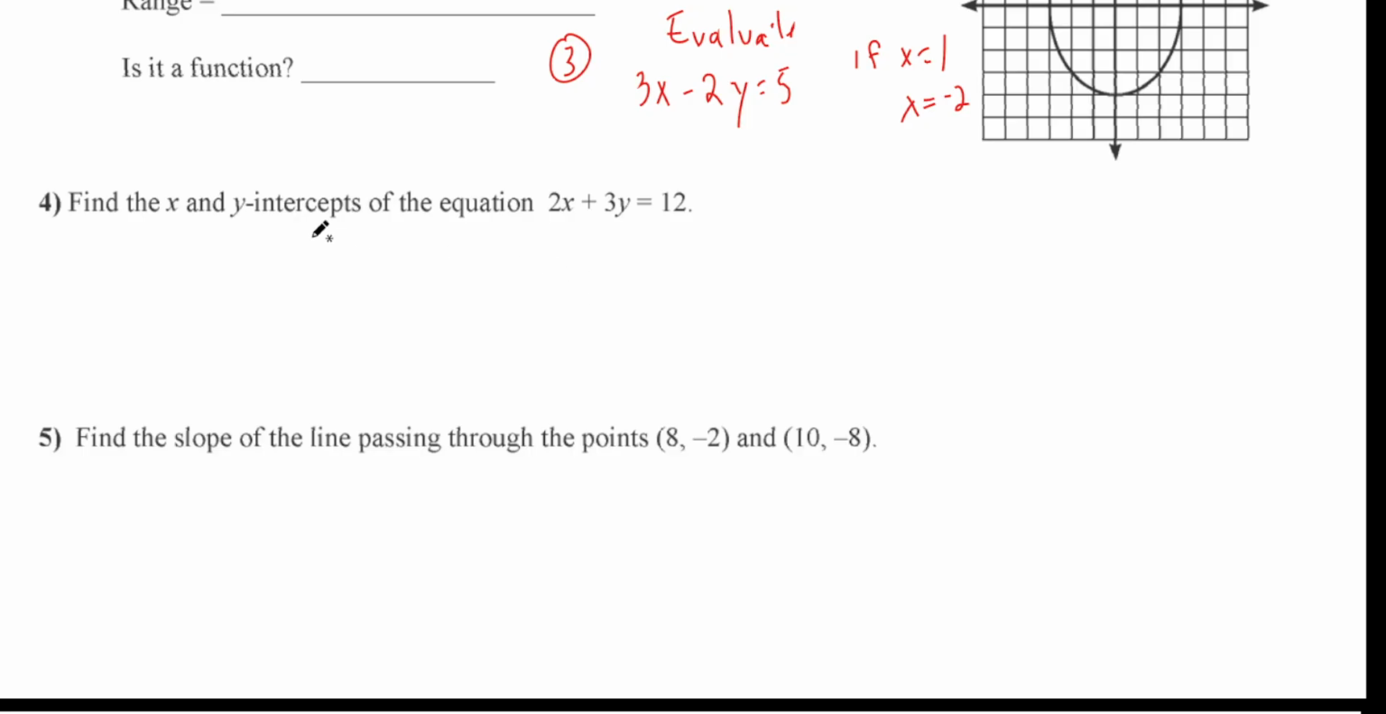Number 4 on the test. Okay, so this is number 4 on the test. Problem just like that. X and y intercepts. Remember, to find the x-intercept, you set y equal to 0. To find the y-intercept, you set x equal to 0. You can look back and see those.